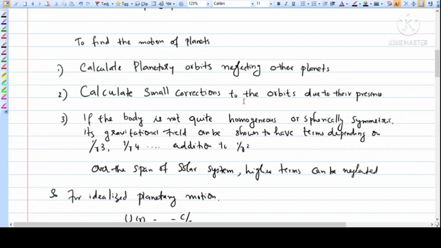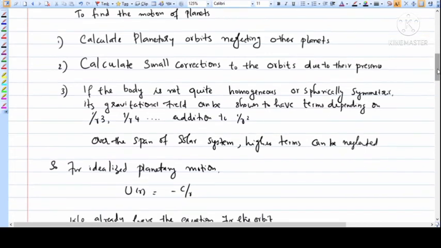And returning to our calculation to find the orbit of the planets, we are dealing with the motion of planets. For the calculation, firstly we have to calculate the planetary orbits neglecting other planets. So we are calculating the planetary orbits and neglecting all other interactions between other planets.